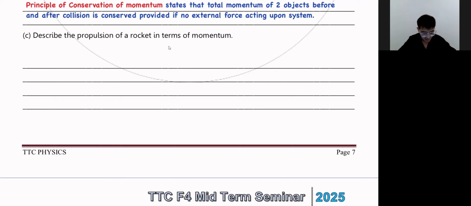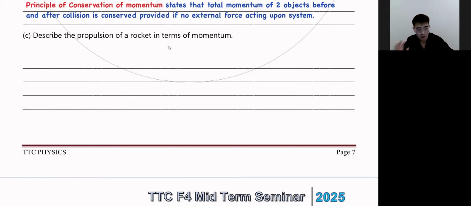Question C asks: describe the propulsion of the rocket in terms of momentum. So the question wants you to use momentum to explain how a rocket propels. Propel means launch, so how the rocket is launched into space. For this one, it will be a 4 marks question. So very simple one.